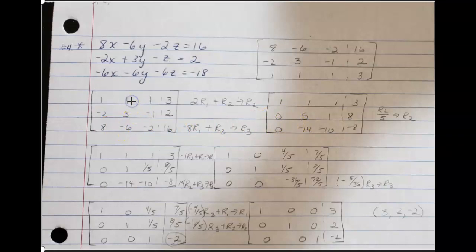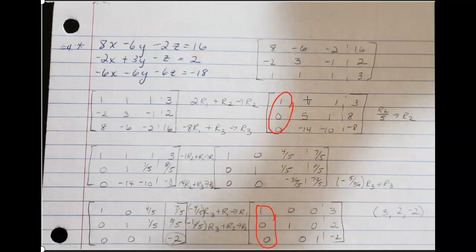Let's do everything then. Negative 8 times 1 is negative 8, plus a negative 6 is negative 14. Negative 8 times 1 is negative 8, plus negative 2 is negative 10. Negative 8 times 3 is negative 24, plus 16 is negative 8. Okay, so now we're to the point where this part of our matrix is finished.